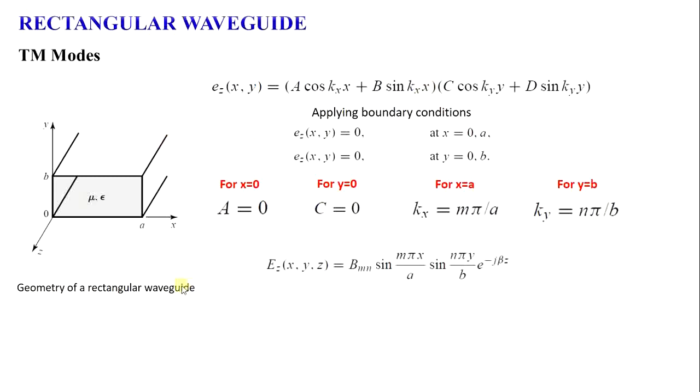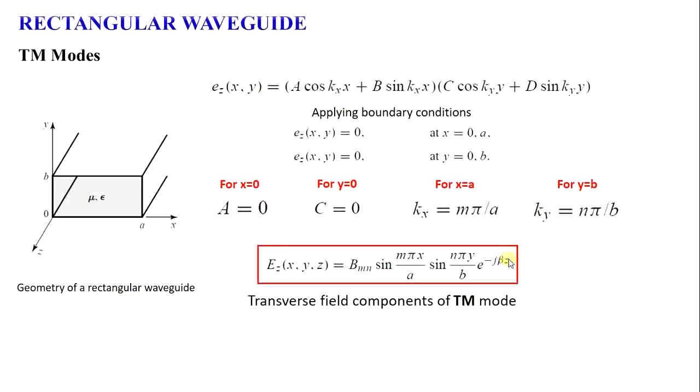Now putting the value of A equal to 0 and C equal to 0, these terms will get cancelled out, and just this term will remain, that is Ez equal to B sin kx x into D sin ky y. Here what we have done is we have replaced B and D with some constant, that is B_mn, so Ez equals B_mn sin(mπx/a) into sin(nπy/b) into e raised to minus jβz.